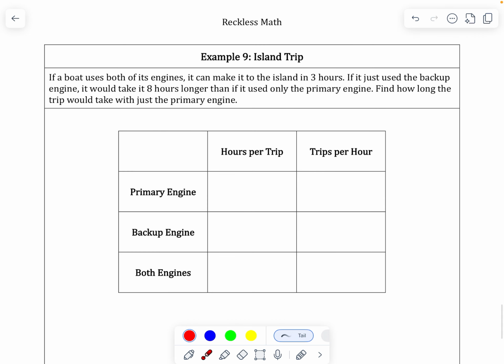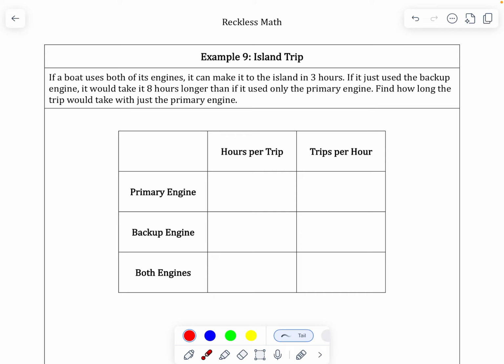Last example, 9, island trip. It's going to be the same here as the Thanksgiving dinner problem. If a boat uses both of its engines, it can make it to the island in 3 hours. If it just used the backup engine, it would take 8 hours longer than if it used only the primary engine. Find how long the trip would take with just the primary engine.